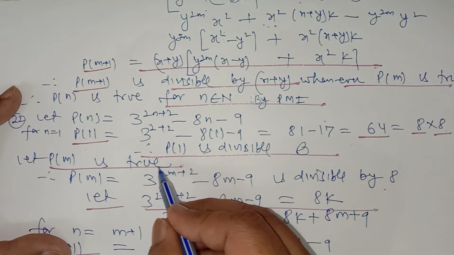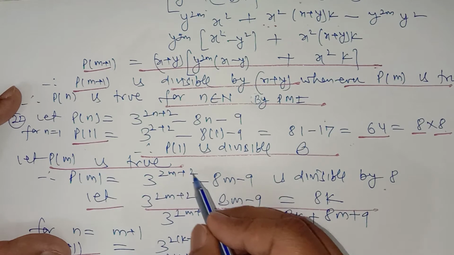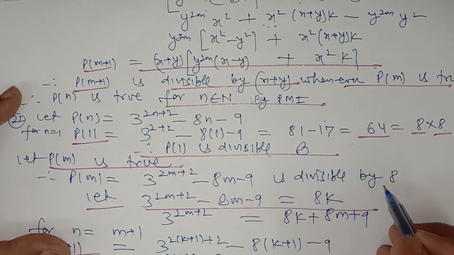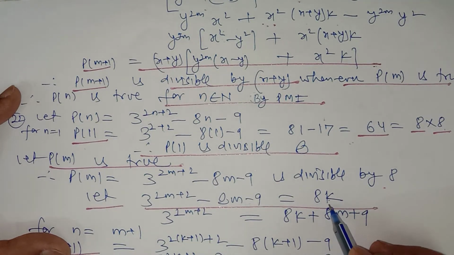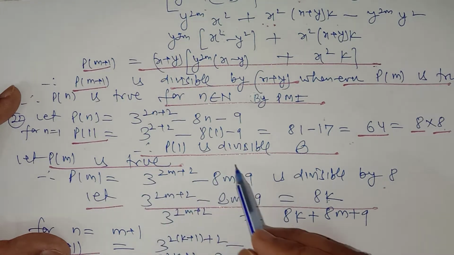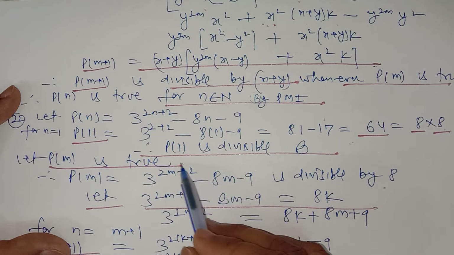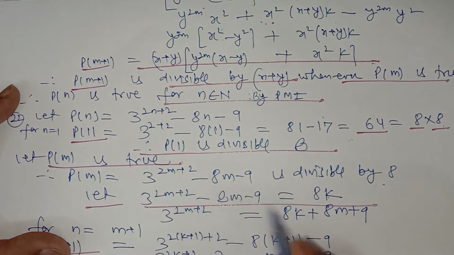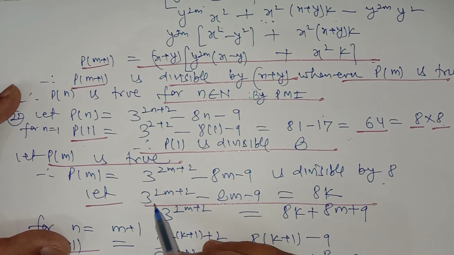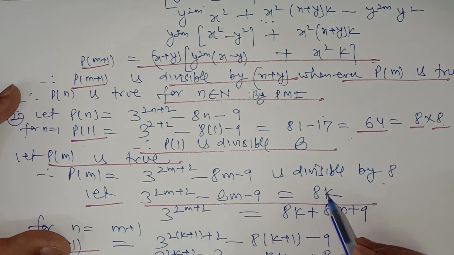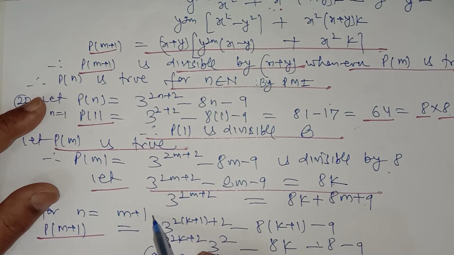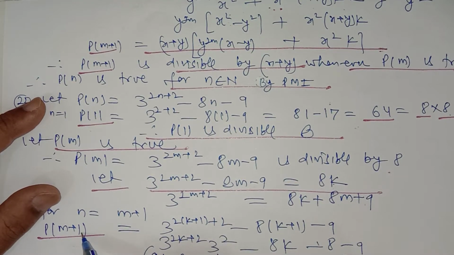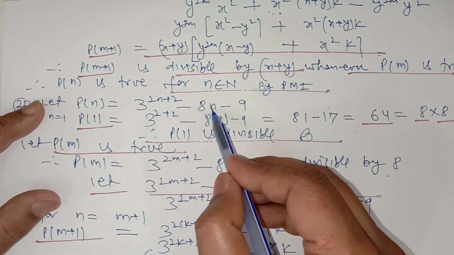So let Pm be true, that is, Pm is equal to 3 raised to power 2m plus 2 minus 8m minus 9, which is divisible by 8, because we let it be true. So we can let it equal 8k, because I have assumed Pm is divisible by 8. So I have let this statement equal 8k. Now you can find the value of 3 raised to power 2m plus 2 equal to 8k plus 8m plus 9. Now for n equal to m plus 1, replace the value of n by m plus 1 here as well as here.